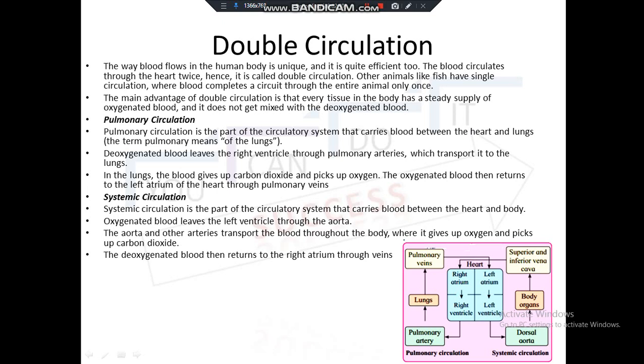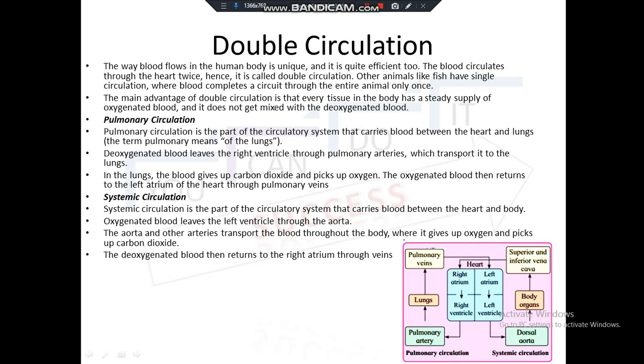Now suppose let's start from the left atrium. Alright, so blood is here, it is moving into the left ventricle, and from the left ventricle it moves to the dorsal aorta, to the body organs and to the superior and inferior vena cava. So what I am trying to say is that the left atrium contains oxygenated blood. From the left atrium it moves into the left ventricle, and from there it moves to the entire body. Since it moves to the entire body, this is known as systemic circulation.